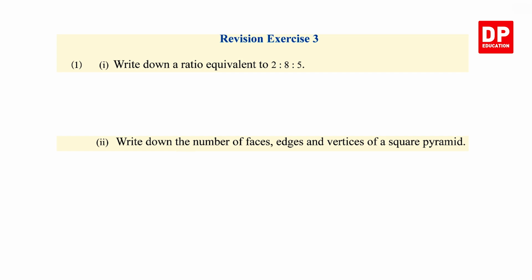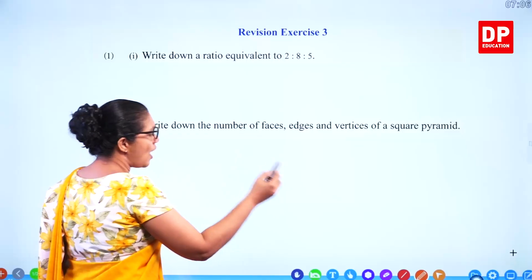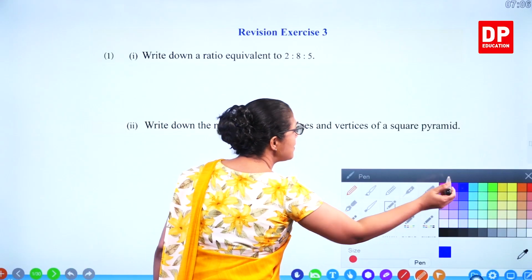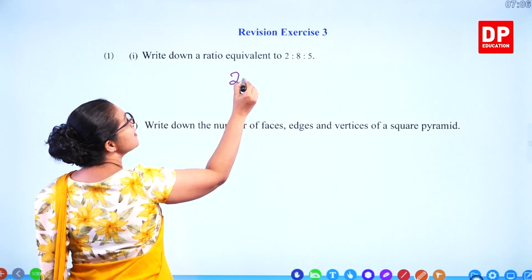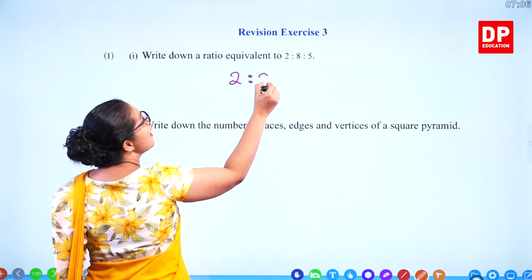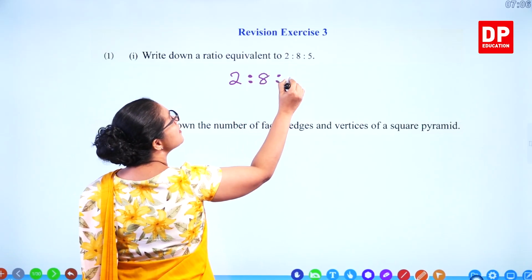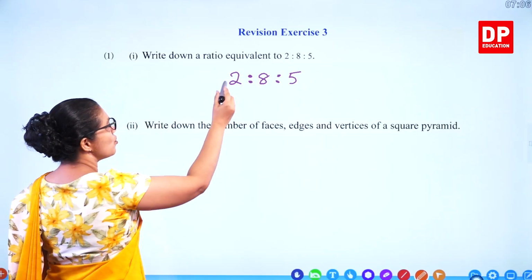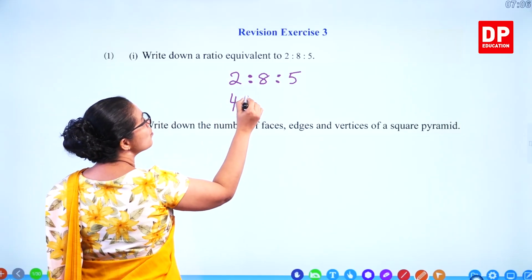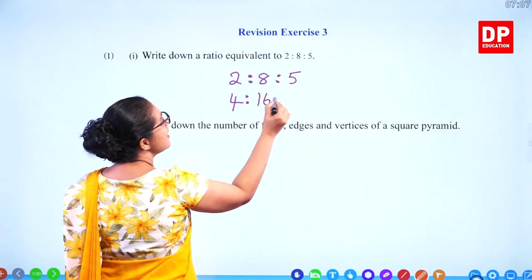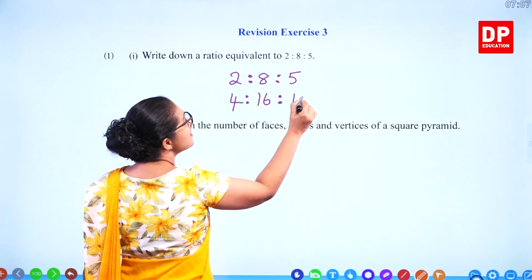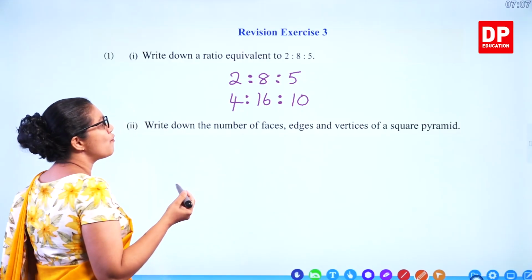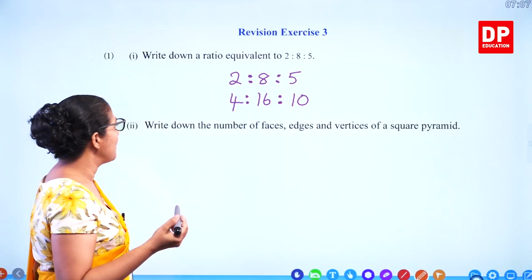Write down a ratio equivalent to 2 to 8 to 5. So how do you find equivalent ratios? You can multiply all the numbers by any number. So we'll take 2. 2 times 2, 4. 2 times 8, 16. 2 times 5, 10. So you can write 4 to 16 to 10.